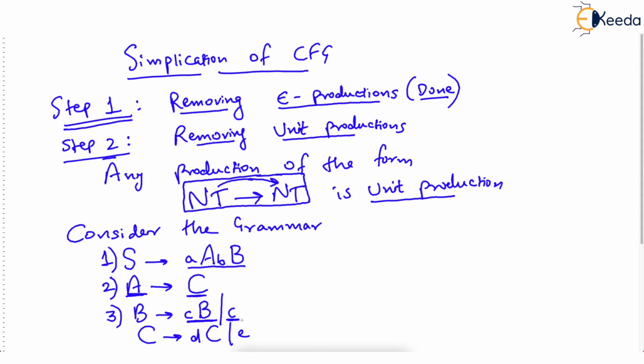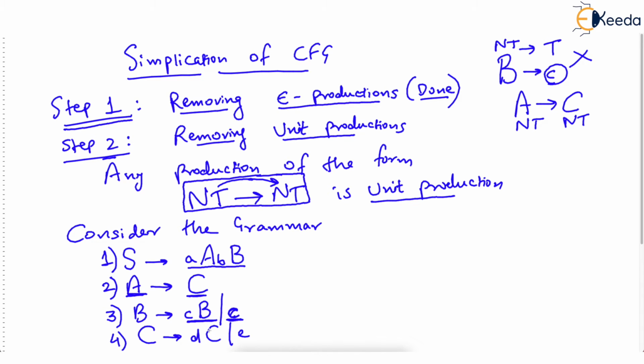Also see the other production, B derives small c. Now this is also not a unit production. Please try to understand, capital B is deriving small c. So here a non-terminal is deriving a terminal. The c is a terminal. So this is not a unit production. But A derives C in the given grammar is a unit production because A is a non-terminal and C is also a non-terminal. Similarly, in the fourth production, we don't have any unit production.